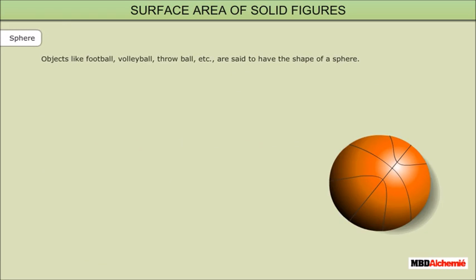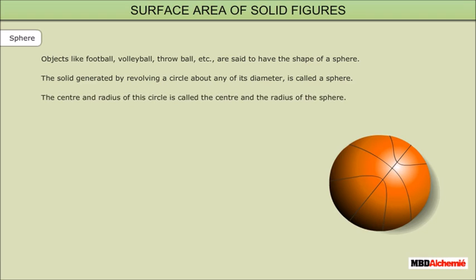Sphere. Objects like football, volleyball, throwball, etc. are said to have the shape of a sphere. The solid generated by revolving a circle about any of its diameters is called a sphere. The center and radius of this circle are called the center and the radius of the sphere. The fixed point is called the center of the sphere and the constant distance is called its radius.